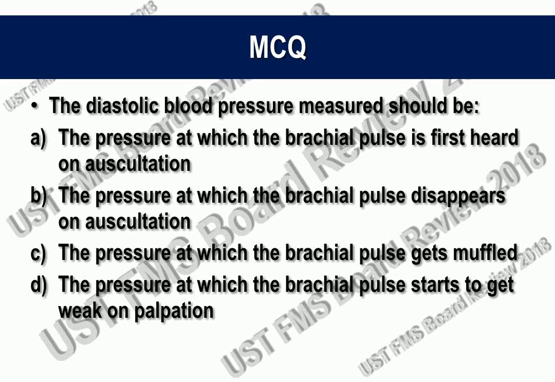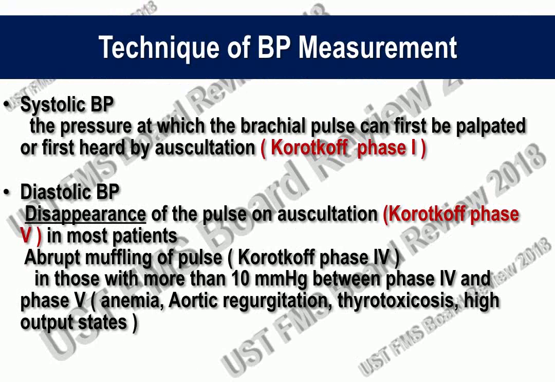So the diastolic blood pressure is actually the pressure at which the brachial pulse disappears on auscultation. Okay, so if you remember the technique of BP measurement, systolic BP is basically the pressure at which the brachial pulse can first be palpated or heard by auscultation, corresponding to your Korotkoff phase 1. But it is the disappearance of the pulse on auscultation, corresponding to your phase 4 Korotkoff sound, that corresponds to your diastolic blood pressure.